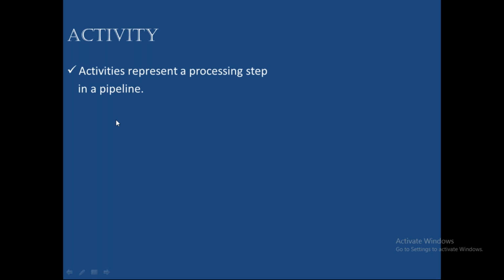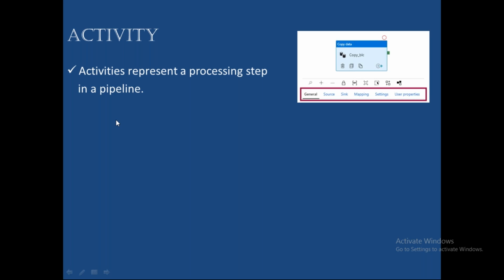It represents a processing step in a pipeline. It's one step. If you're just copying, that is one activity. Maybe I want to call a stored procedure, that is another activity. I need to check all the files in a folder, that is another activity. I want to read some table, that is another activity. These are the different activities we have. Now see an example, the copy activity. When you take the copy activity, in General you will have the name and some other settings.